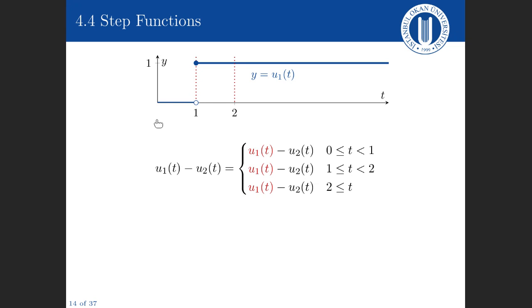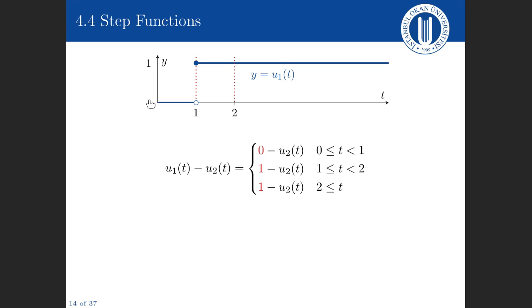The function u1 is equal to 0 between 0 and 1. So we should have a 0 just here. Between 1 and 2, the function is equal to 1. So we should have a number 1 just here. And between 2 and infinity, the function is also equal to 1. So we should have 0, 1, 1 just here.